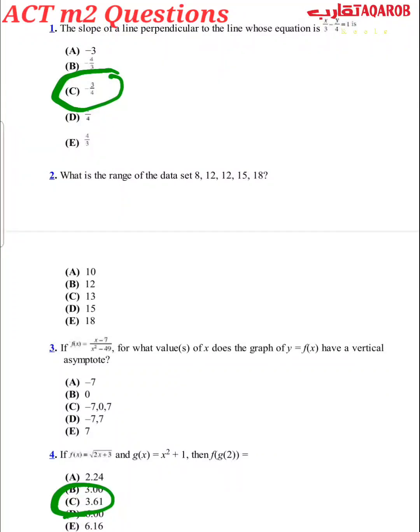Here we forgot to circle the answer about the vertical asymptote. The vertical asymptote here is negative 7, so the answer here is A.